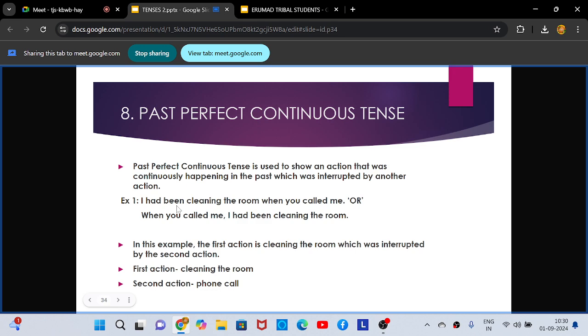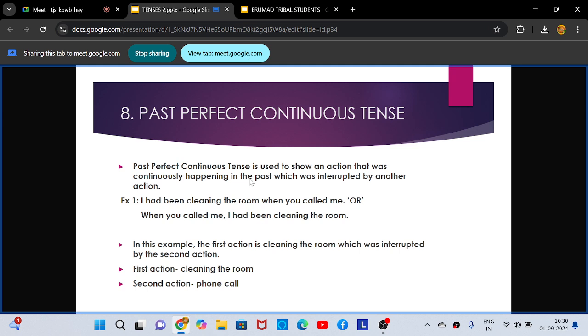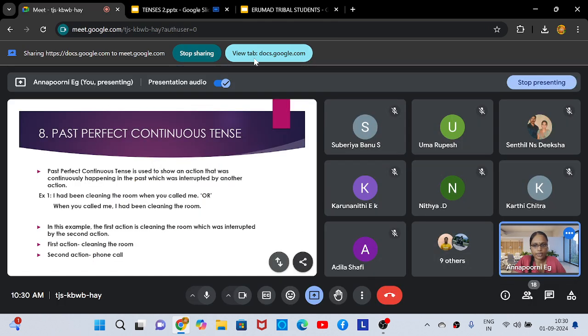For example, I had been cleaning the room when you called me. I had been cleaning the room when you called me, or when you called me, I had been cleaning the room. Here you can see I had been cleaning the room is the first action. You suddenly called me, that is the second action. So I am using past perfect continuous tense with the first action, that is I had been cleaning the room. I had been cleaning the room when you called me. நான் room clean பண்ணிட்டு இருந்தேன், திடீர்னு நீ என்ன கூப்பிட்ட. So that action broke, interrupted.